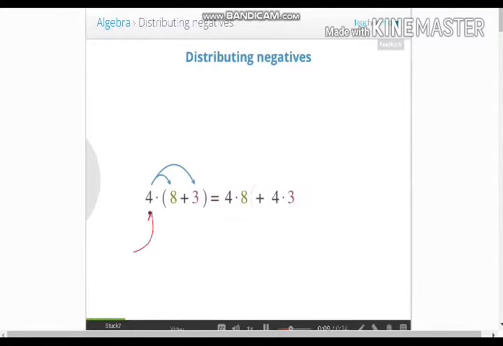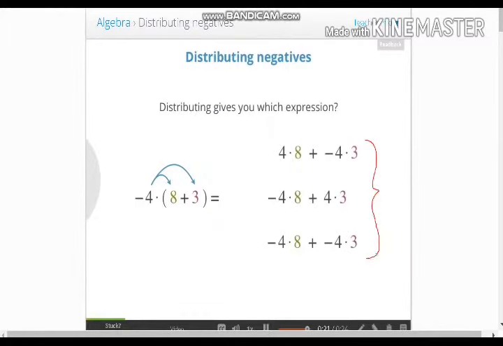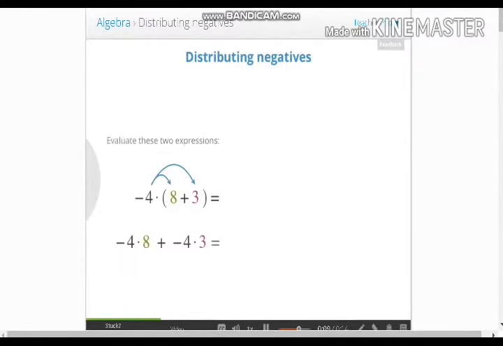Next, suppose the number outside the parentheses is negative 4. Well, we can still use the distributive law, but now we're distributing a negative number onto the addition inside the parentheses. So which of these expressions do you get from the distributive law? Exactly. Distributing the negative 4 gives you negative 4 times 8 plus negative 4 times 3. Next, try evaluating these two expressions to make sure that they really are equivalent.